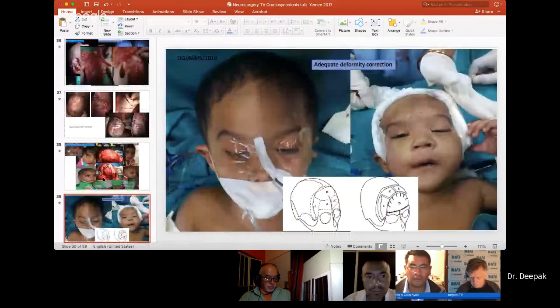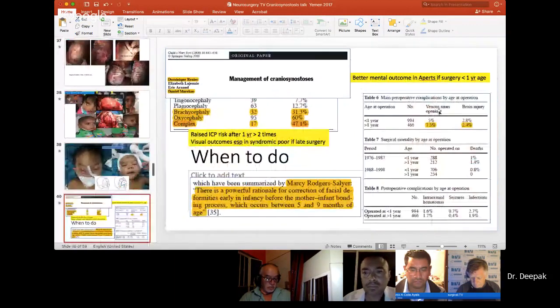This is another child, you can see, with a metopic craniosynostosis. I had to do a frontoorbital advancement and reshaping of the frontal bandeau. So what is the best time to do? There have been many publications from the Necker group in Paris and from other parts of the world.